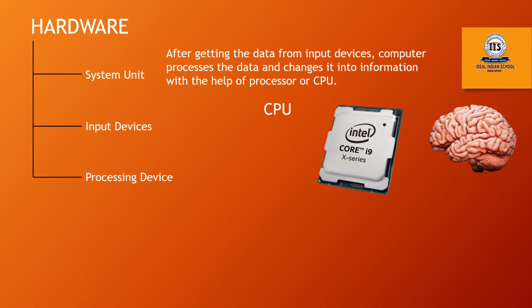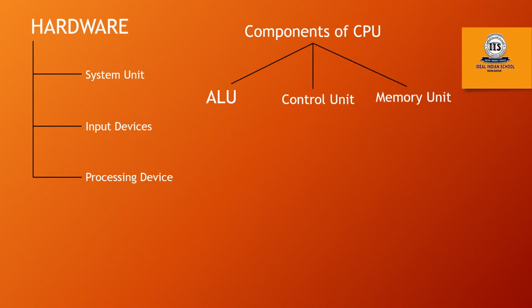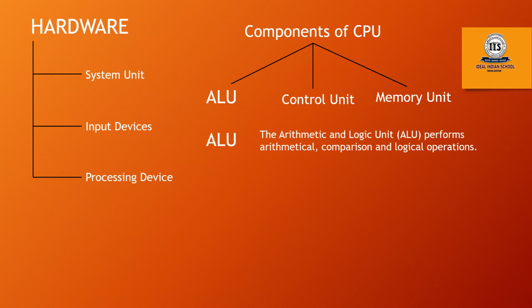Now, let's see some of the components of CPU. The CPU consists of three components. They are ALU, control unit, and memory unit. ALU. The arithmetic and logic unit performs the arithmetical, comparison, and logical operations.